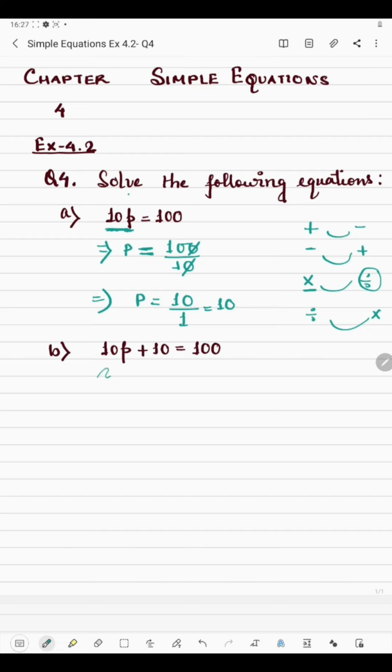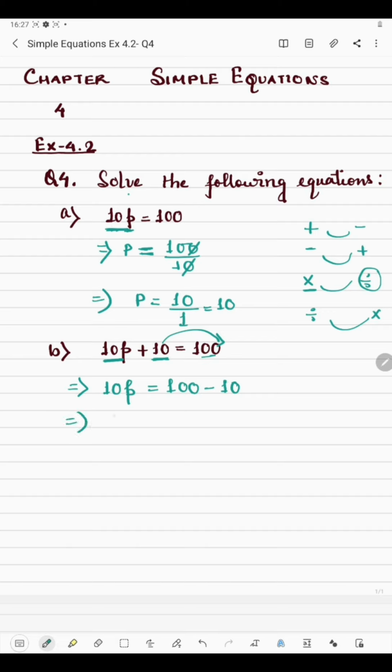In the B part we have 10p plus 10 is equal to 100. At first we will have to remove the plus or minus term given in the equation, and then if it is given in multiplication or division form, we will remove the number from the variable. So at first we will keep this 10p as it is. We'll remove 10 to the other side, and on the right hand side we have 100, so we'll write 100 first. Since we have transposed 10 to the other side, plus 10 will be minus 10.